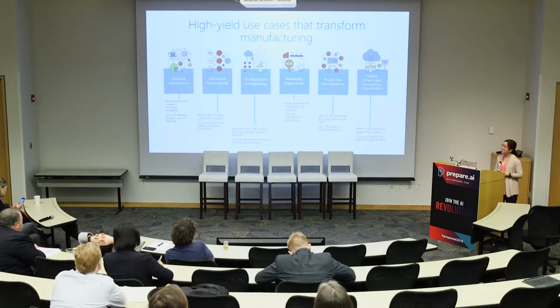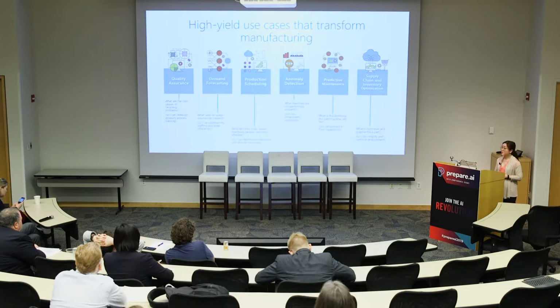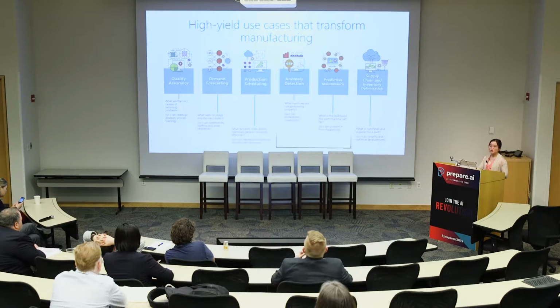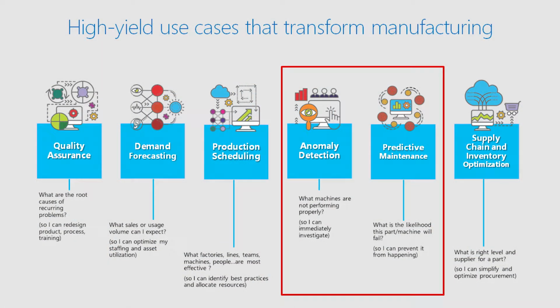But let's focus on the one where you need to write code. These are some of the use cases that I've seen more often than not in manufacturing: quality assurance, demand forecasting, right? Manufacturing cares about demand, yes. It's not just production, right? It's the whole line of sight. Production scheduling, and the two that I see most often, in the red box: anomaly detection and predictive maintenance.